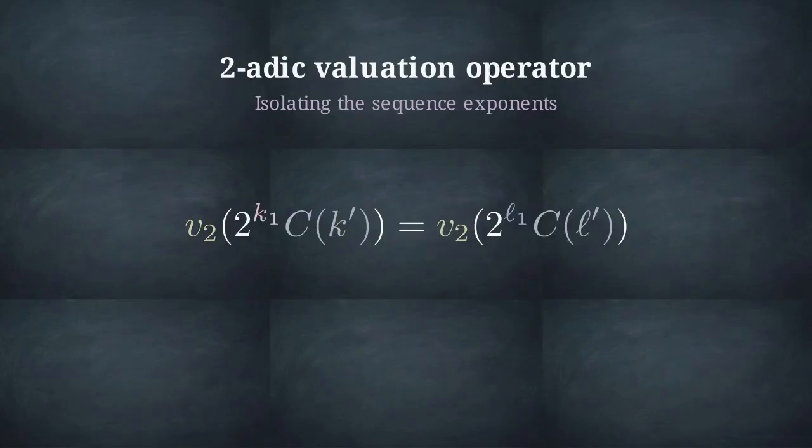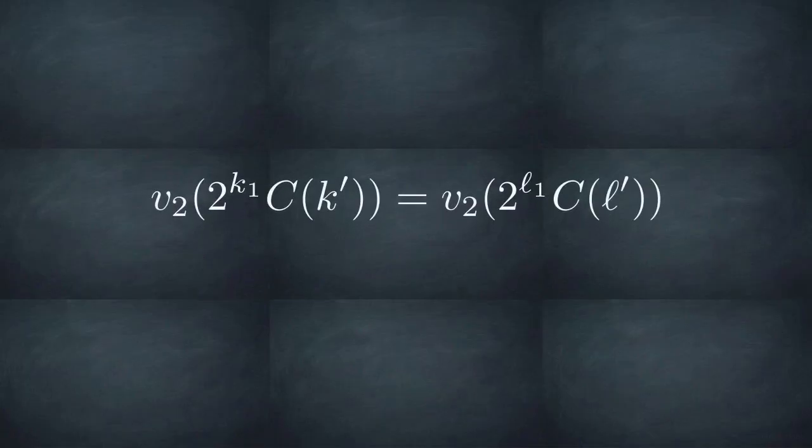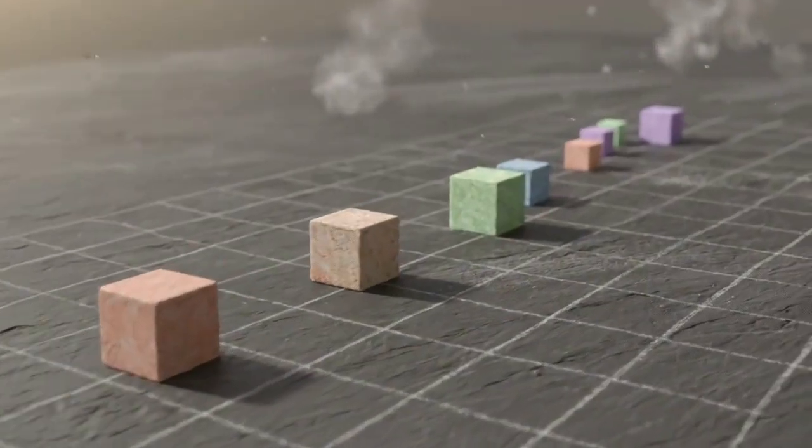To solve this, we now introduce our primary analytical tool, the two-adic valuation operator, v2. The v2 operator extracts the highest power of 2 that divides an integer. For the operator to cleanly pull out the exponents k1 and l1, we must first ensure the suffix constants do not contain any additional base 2 factors. We look to a foundational parity rule.